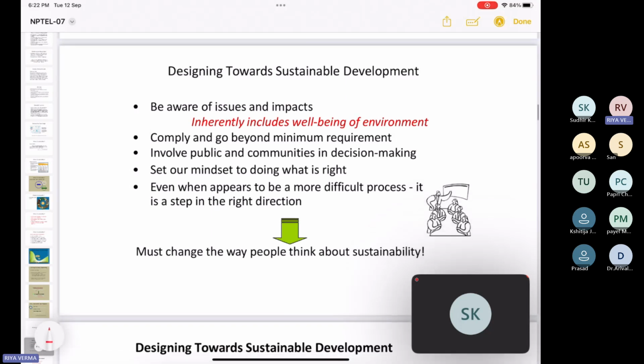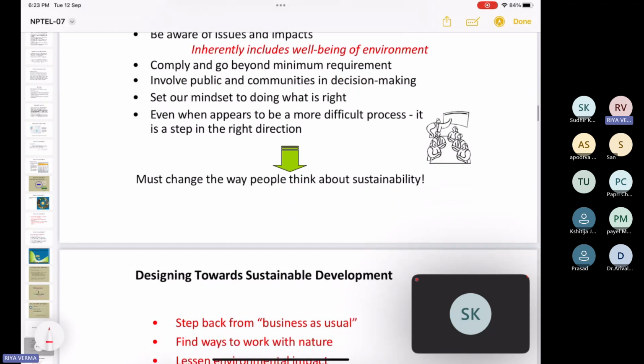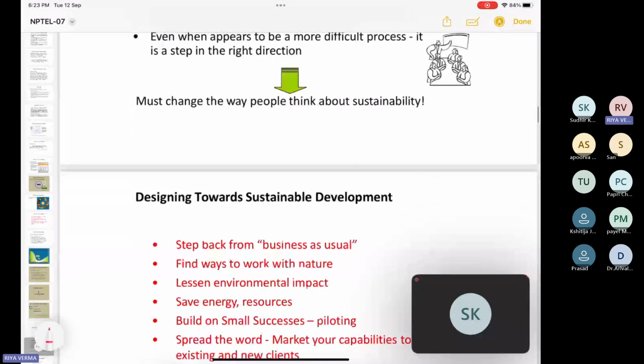So we must change the way people think about the sustainability. There's a mindset that achieving a sustainable development is a costlier process, or if you go towards the greener energy, then it is a bit expensive. So this is the mindset that we need to try to change in people, so that we can achieve the sustainable development. Now, designing towards sustainable development.